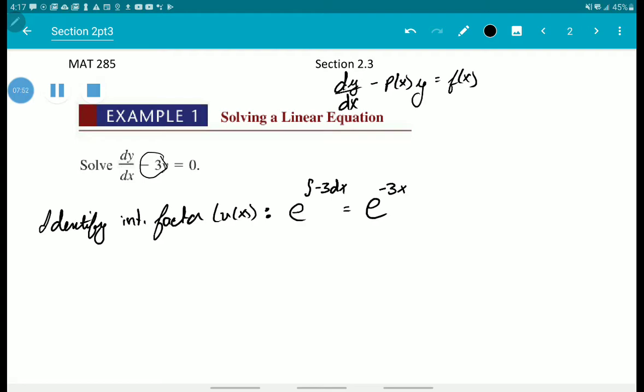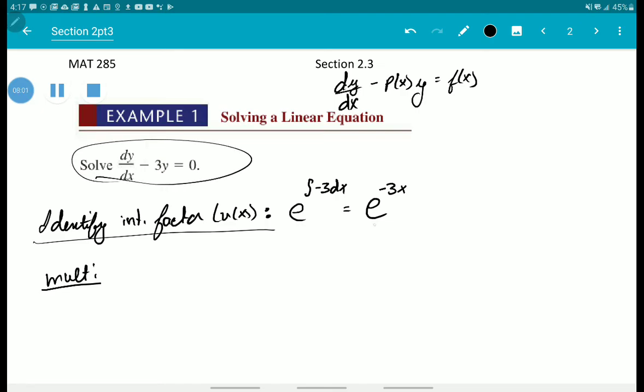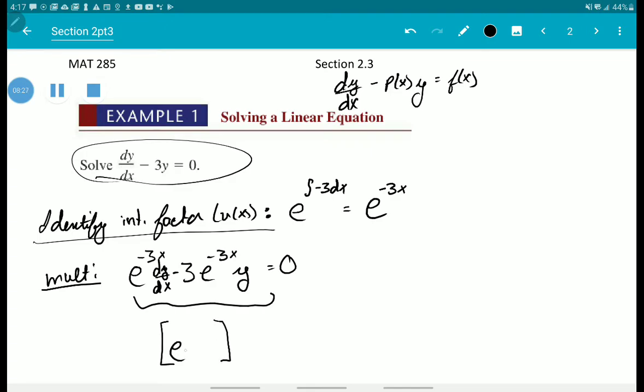And then once you find that integrating factor, we're going to multiply through. So if I multiply this equation by the integrating factor, I get e to the negative 3x minus 3e to the negative 3x times y. Don't forget the dy over dx is equal to 0 times e to the negative 3x, which is 0. The whole reason we do that is so that we can rewrite this guy. So this is always going to be your integrating factor times y. That's what we want to take the derivative of.